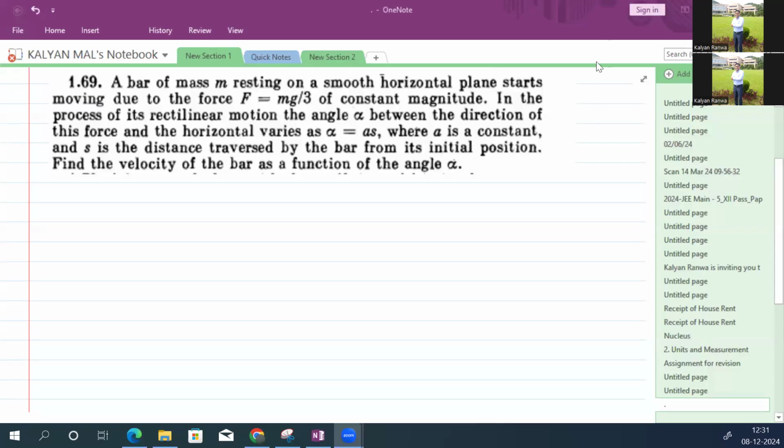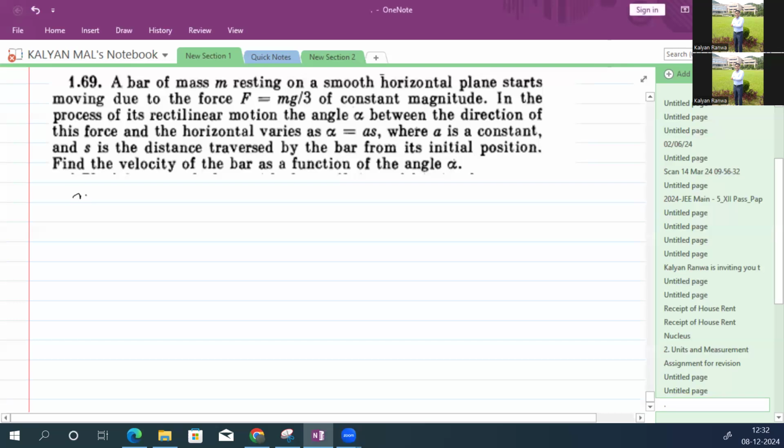Hello, students. The question is 1.69 of the book Irodov. The question says that a bar of mass m, resting on a smooth horizontal plane, starts moving due to a force F equal to mg by 3 of constant magnitude. In the process of its rectilinear motion, the angle alpha between the direction of this force and the horizontal varies as alpha equal to as, where a is a constant and s is the distance traveled by the bar from its initial position. Find the velocity of the bar as a function of the angle alpha.